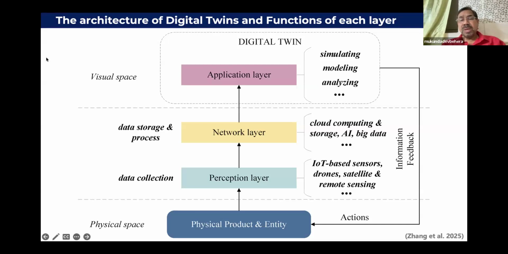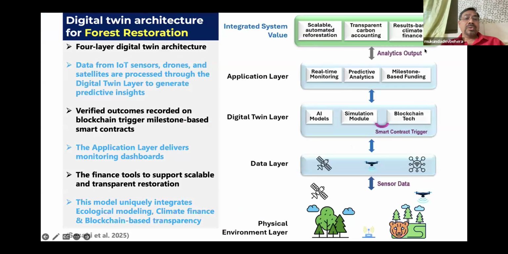data analytics ability, and a lot of computational power, perhaps we have started moving to digital, to make a digital twin here, particularly in terms of the ecosystem, also gradually integrating the functional aspect into that. So coming to the digital twin architecture in terms of forest restoration, you can see here it is a kind of 4-layer digital twin architecture.